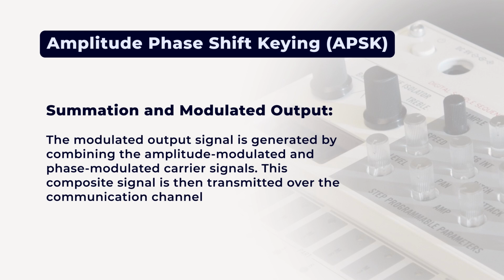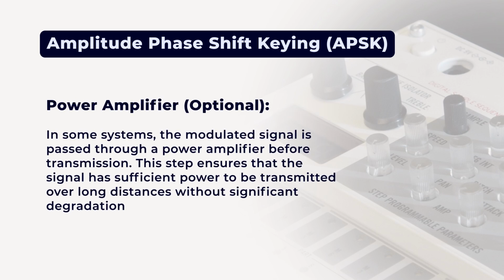This composite signal is then transmitted over the communication channel. Now next is the power amplifier, which is an optional block in the diagram. You can put it in or you can remove it. It depends on the requirement.